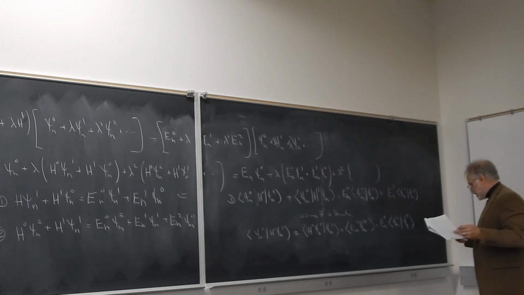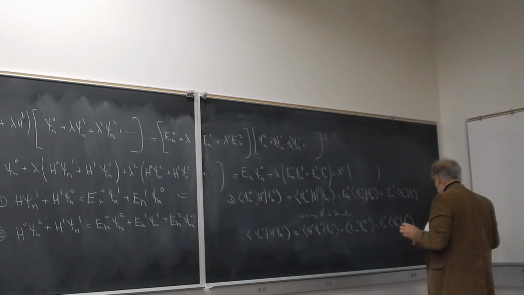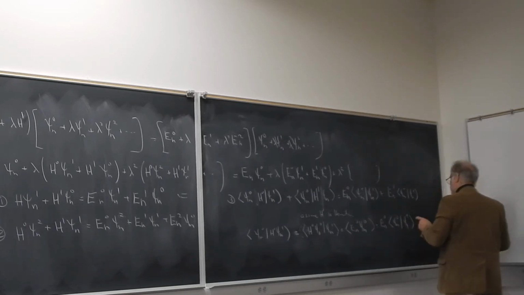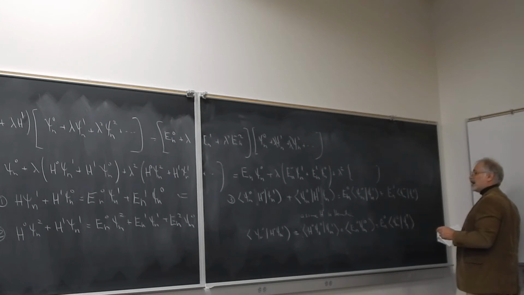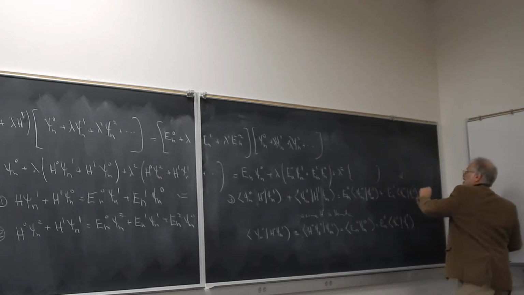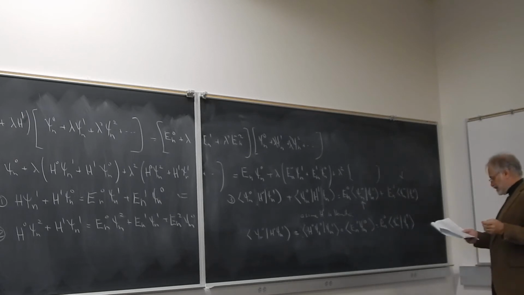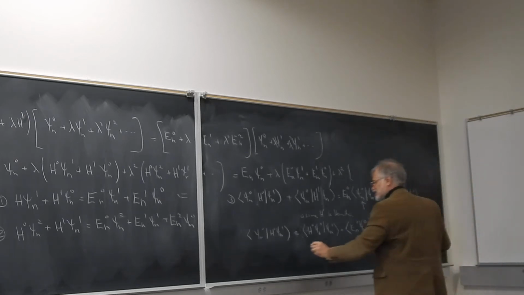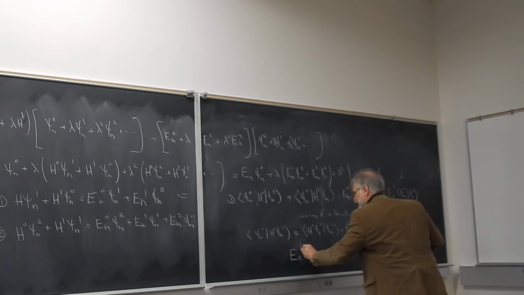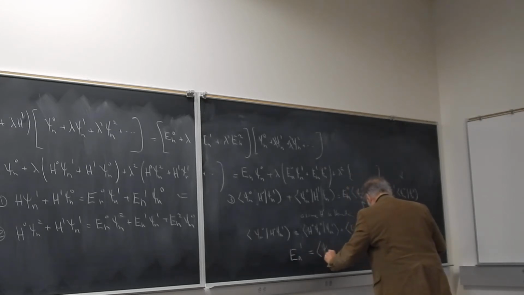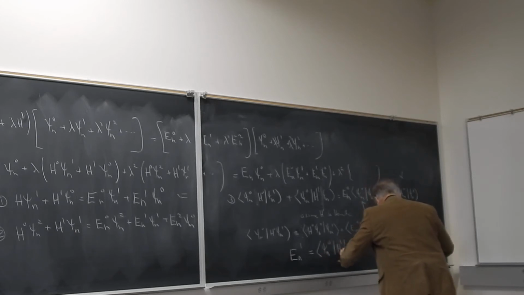So notice, this is equal to the first term on the right-hand side of equation 3. So this tells me then En1 is equal to ⟨ψn0|H1|ψn0⟩.